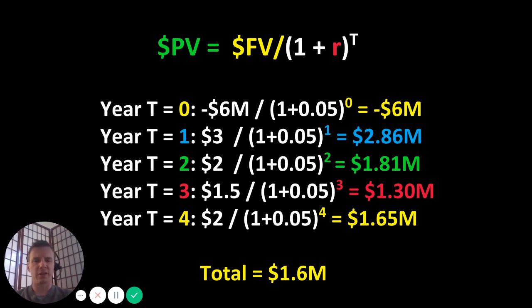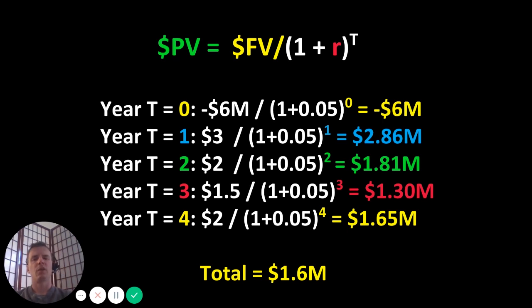So we can go to the next line. In year 2, our profits were $2 million. Our interest rate is again 5%. That stays the same. The only thing that's different here is the exponent t that goes on the outside of the parentheses. So here we're dividing $2 million by 1.05 squared. And when we get that, we get $1.81 million.